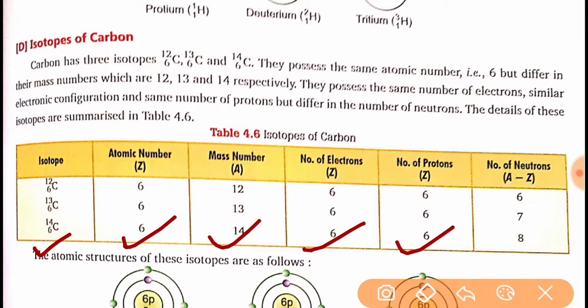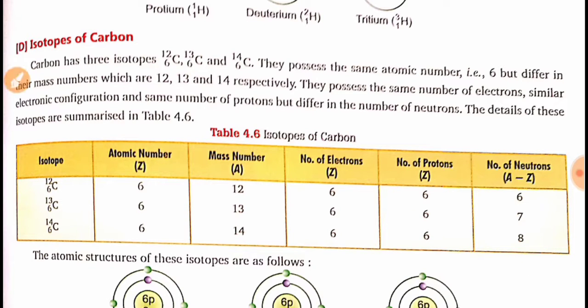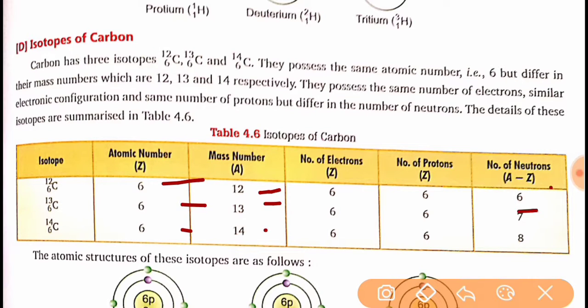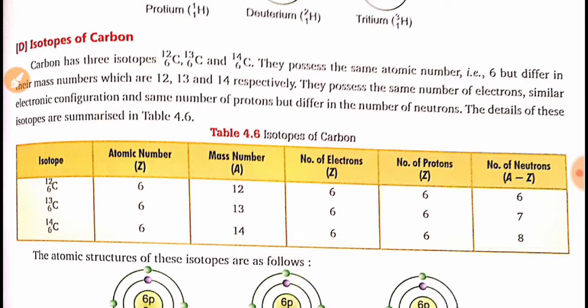And if we do A minus Z, 6, 7, 8, it will become similar: 12 minus 6 is 6, 13 minus 6 is 7, 14 minus 6 is 8. Many students are also not familiar with it, but I clear it now. I already cleared you about how to calculate the number of neutrons, protons, electrons.